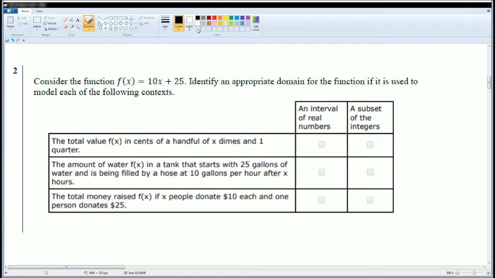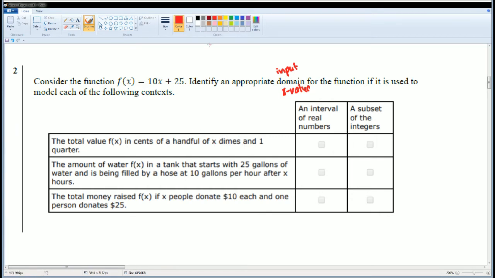All right, and the domain is, again, what we talk about as your input values, also considered as your x values here to use for modeling this content. Okay, so an interval of all real numbers and a subset of the integers. An interval of all real numbers, so this could be any number, and this is just a subset of the integers. Okay, so the total value of f of x in cents of a handful of x dimes and 1/4.